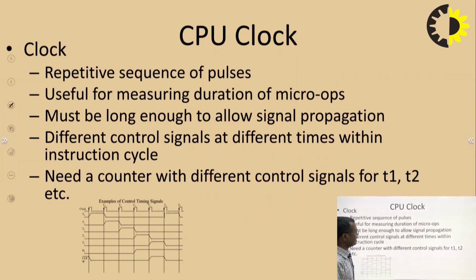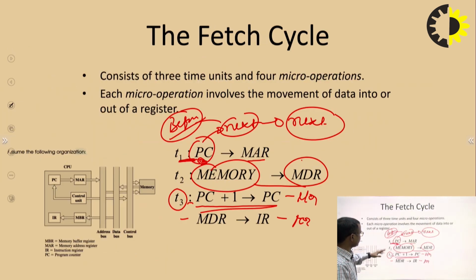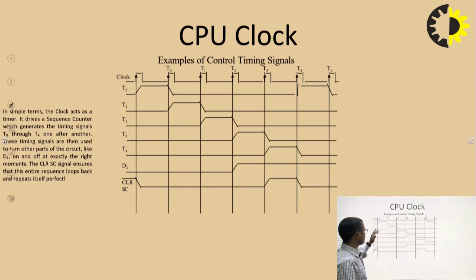So you can see how this fetch cycle is running here. The fetch cycle is running at T1, T2 and T3, three different time intervals. So how are T1, T2, T3 known to the CPU? You must understand that the CPU clock is behind that, and the CPU clock is nothing but a sequence of pulses within the CPU.